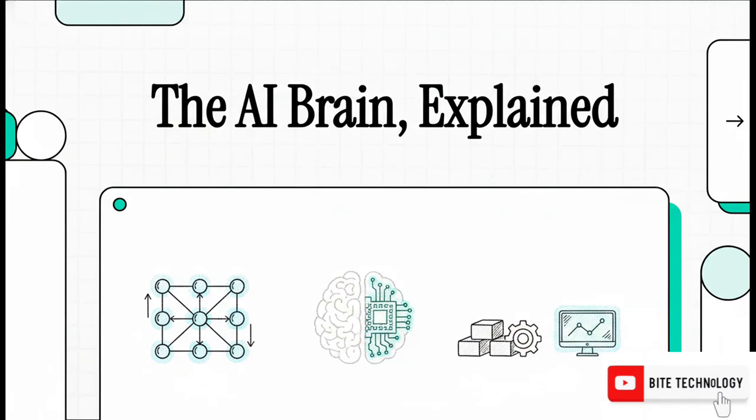Welcome to The Explainer. Today, we're going to pull back the curtain on the brain inside of AI, the neural network. We'll break down how these things are built, what they do, and by the end of this, you'll see how you could actually start building one yourself.